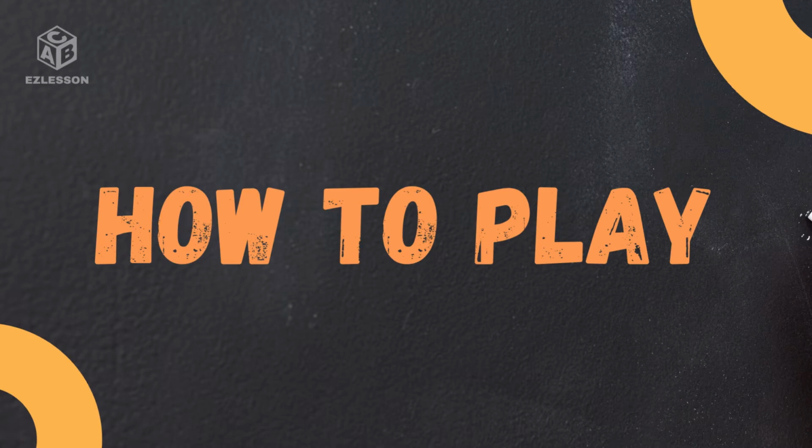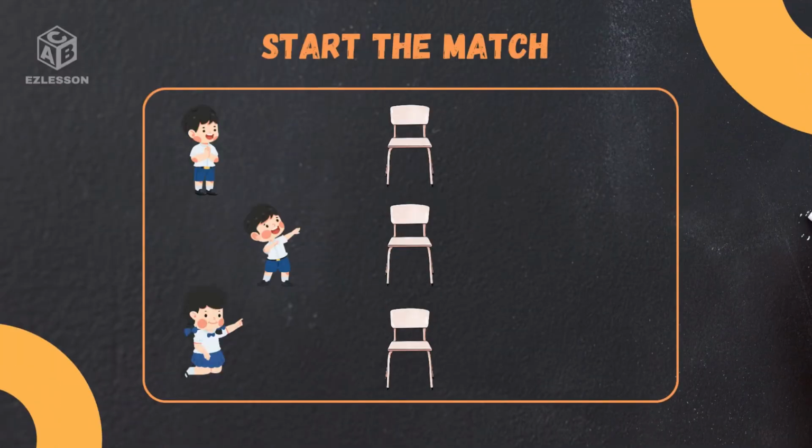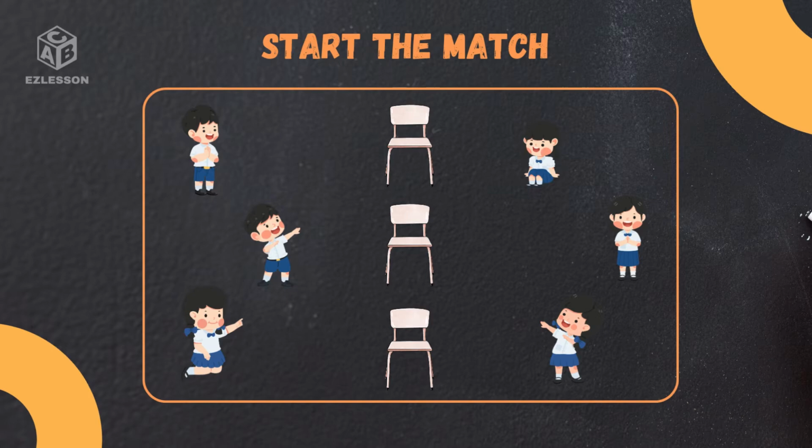Here's how you play the game. 2 teams stand on either side of the net. The players spread out to ensure everyone has a chance to hit the balloon. Teacher hands the balloon to one student to serve.